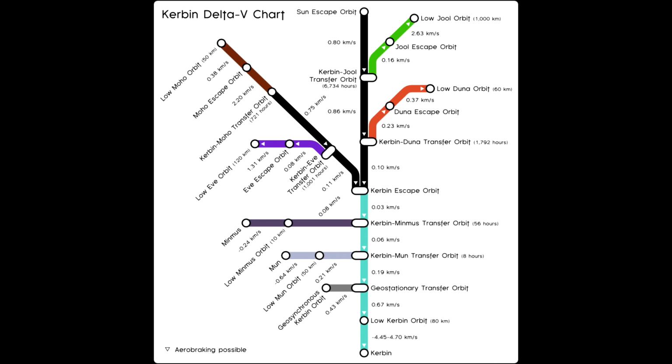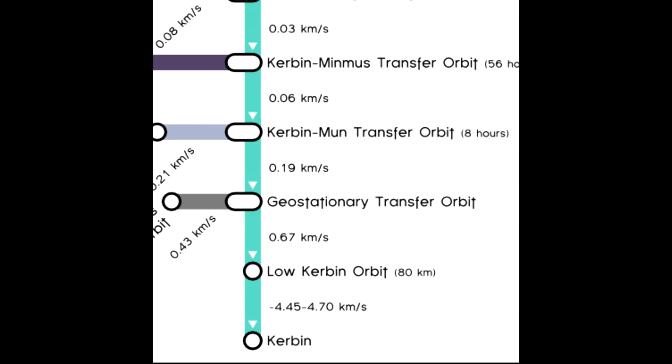So let's say, for example, we just wanted to get into low Kerbin orbit. We start in Kerbin, we move up to low Kerbin orbit, and there's only this amount between the two. So it takes roughly 4.45 to 4.7 kilometers per second of delta V in order to execute that maneuver.